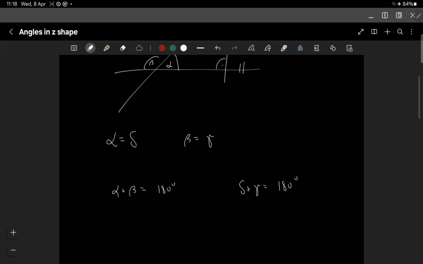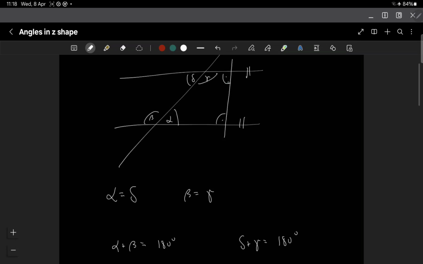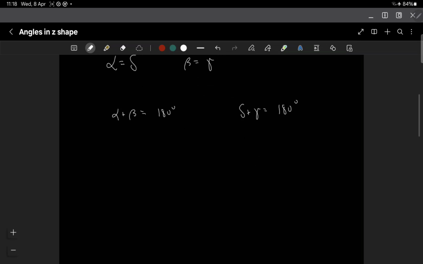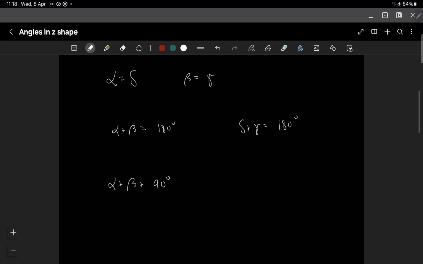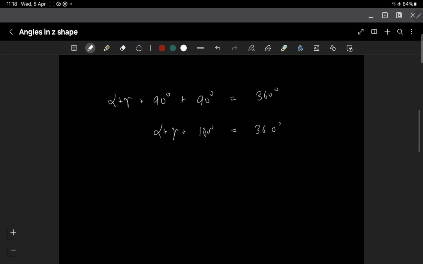So we know that this angle plus this angle plus this angle plus this angle is 360 degrees. So we have alpha plus beta plus delta plus gamma plus 90 degrees plus 90 degrees is 360 degrees, because the angle sum in a quadrilateral is 360 degrees. Well, what do we have now? We have alpha plus gamma plus 180 degrees is 360 degrees. Therefore, we have alpha plus gamma is 180 degrees, because we subtracted 180 degrees from both sides.